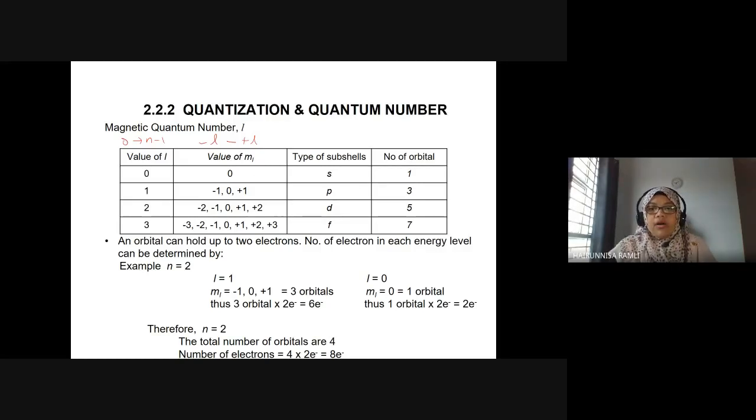So for number of orbital, I want to add an extra here. If you have s, you have 1. If you have P subshell, you have 3. This one you have 3, this one you have 5, and this one earlier you have 7.